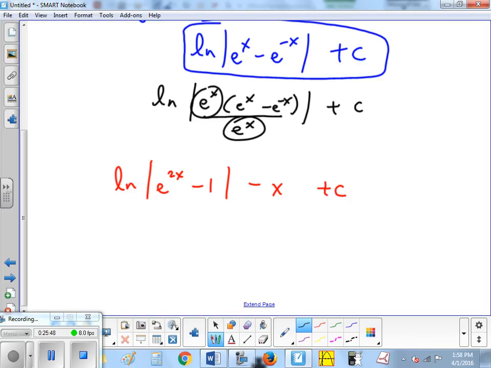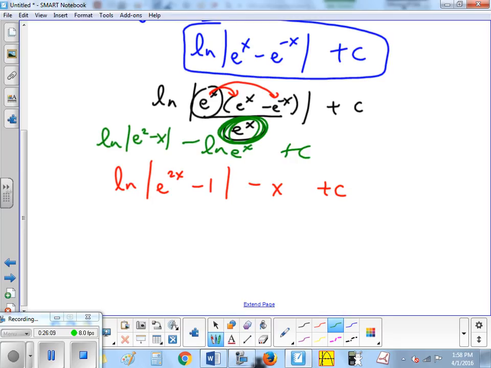Now I've got that e to the 2x when I distribute, right? E to the 2x minus 1, see it? And then there's another log that pops out. So I have this ln e to the 2x minus 1, but then because there's an e to the x down here, I can subtract ln e to the x, and that's the x that they have here.